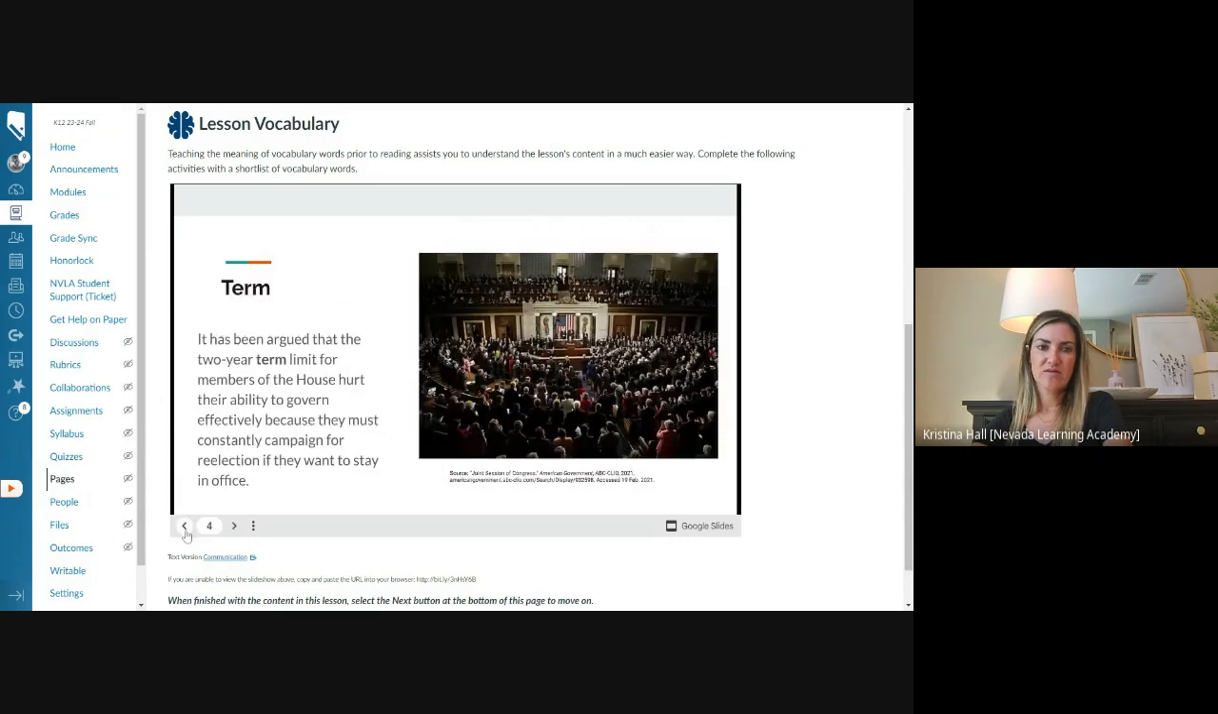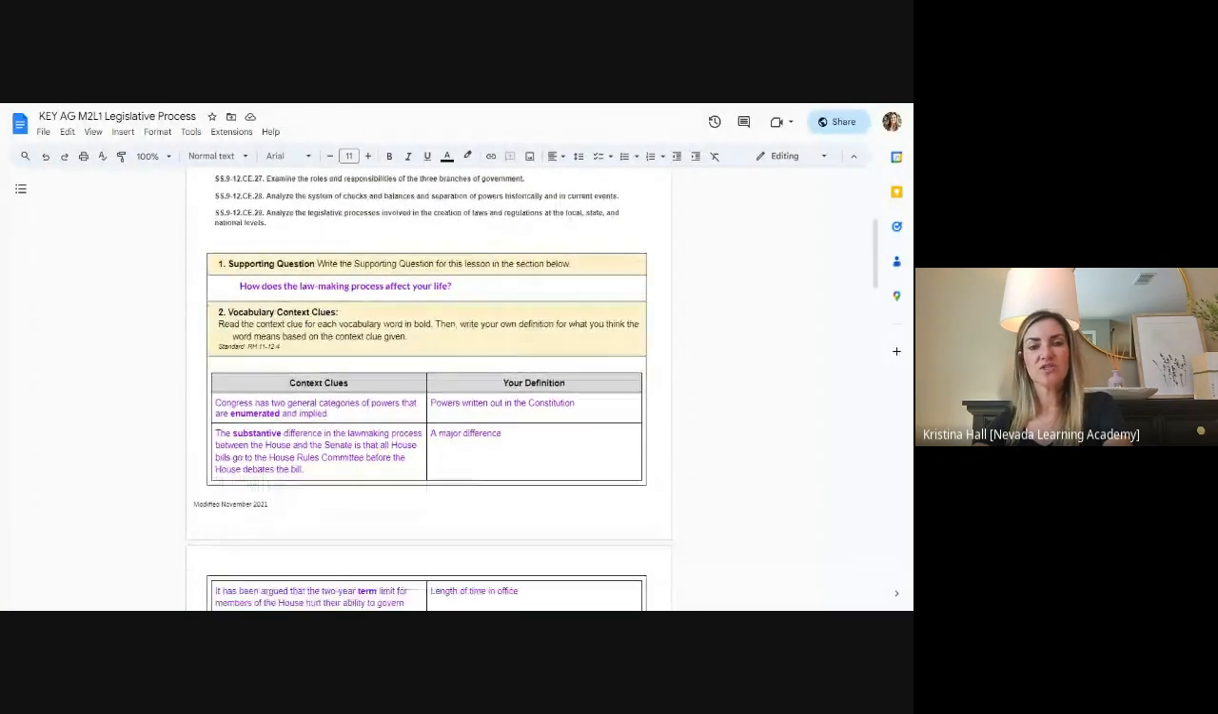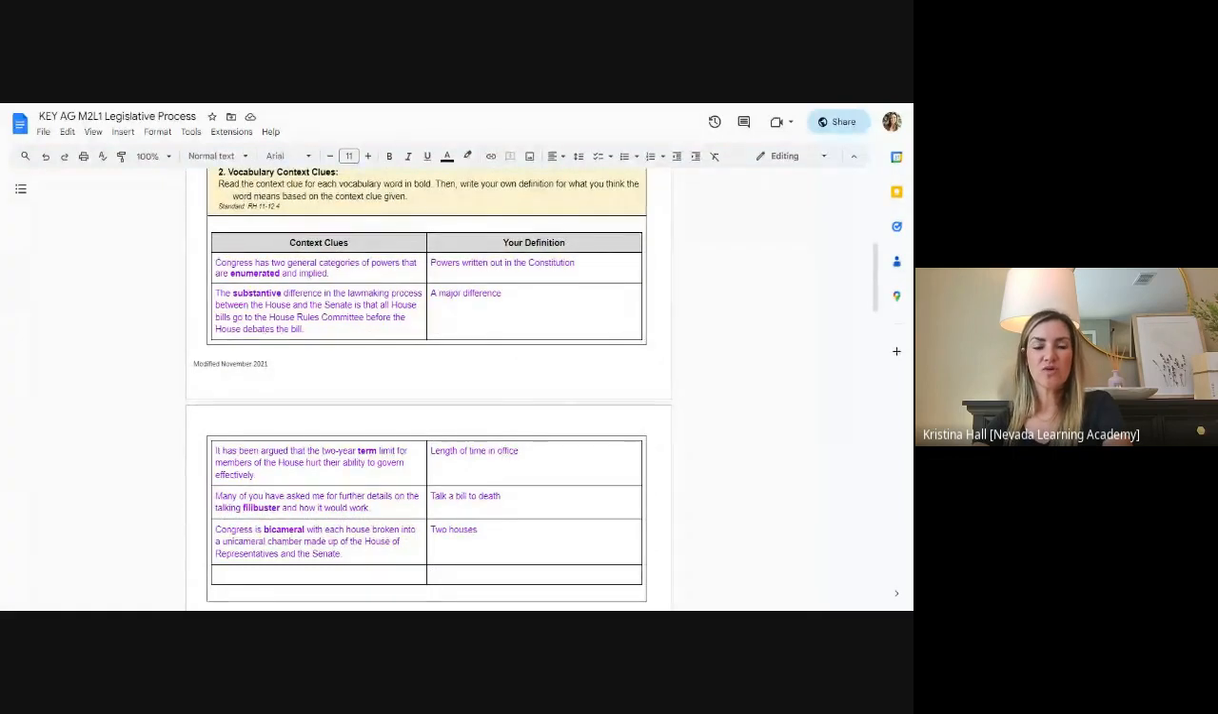All right. So just like we've done before, we're going to do the context clue, which is their use of it in a sentence, and then we do it in our own words. So enumerated. Congress has 2 general categories, the powers that are enumerated and implied. So enumerated means clearly written out, like clear as day, there in black and white in print what you can or cannot do. So powers written out in the Constitution. So this is the first one. So we're doing here on our chart. You can copy and paste it from Canvas, or you're welcome to pull it from the chat.